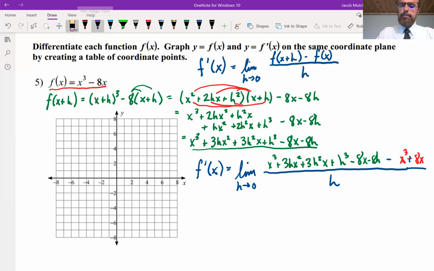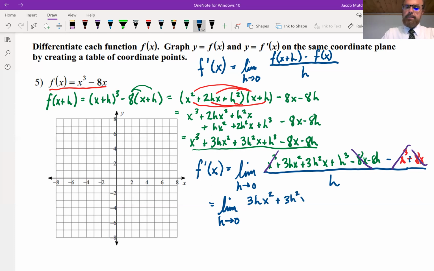I see I've got x cubed that's positive and minus x cubed that's negative. Those will cancel. I've also got minus 8x and plus 8x. So that reduces down my expression to terms that each have an h in them. So my next limit expression is the limit as h approaches 0 of 3hx squared plus 3h squared x plus h cubed minus 8h, and that's all over h.